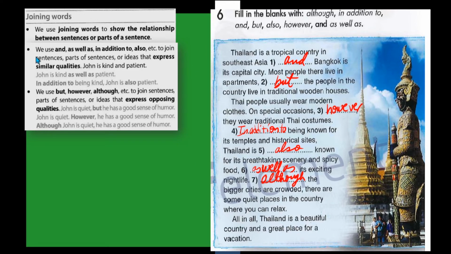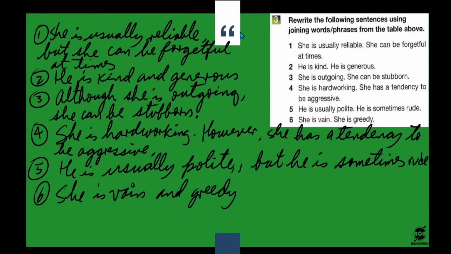You see, it's really important to understand joining words in context. Let's move forward. Here, another example. She is usually reliable. She can be forgetful at times. You join this with but. You can also join it with however. She is usually reliable, comma, but she can be forgetful at times. He's kind, he's generous. Both follow the same path, so he's kind and generous. You will follow up the other examples by stopping the video for a second and pay attention to that, okay?